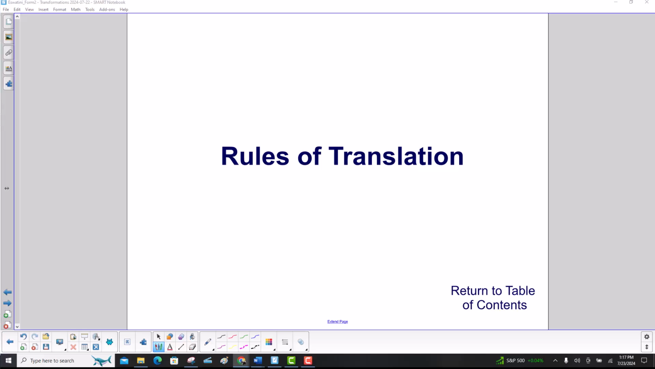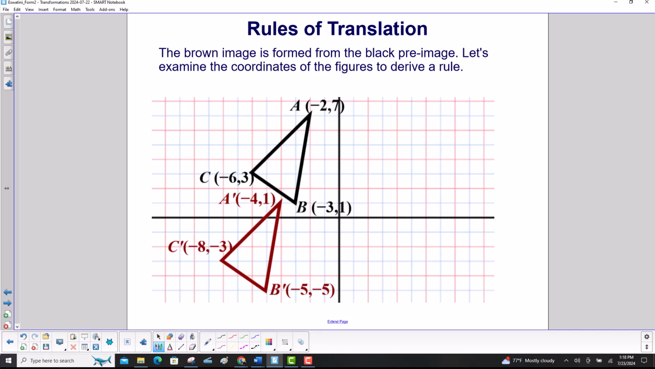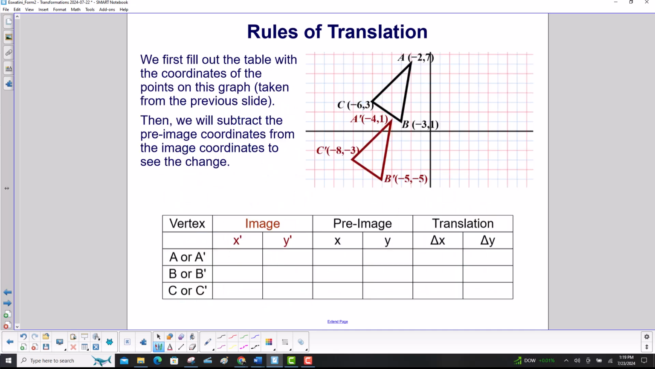Rules of translation. So far, we have studied transformations without making reference to the coordinates of the vertices of the figures. Using these coordinates, we can derive analytical rules for each translation. Let's derive those rules by examining the figures in the next slide. The brown image is formed from the black pre-image. Let's examine the coordinates of the figures to derive a rule.